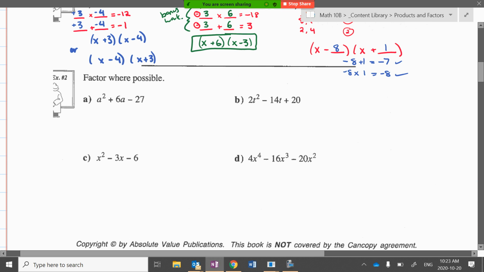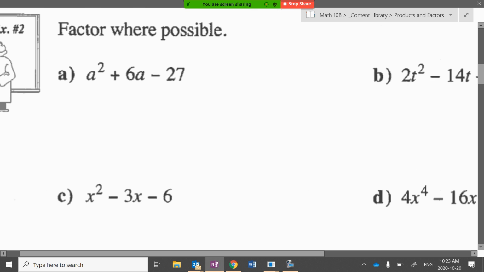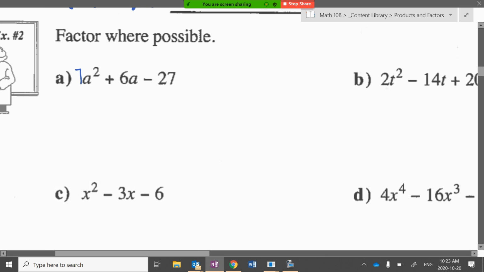Okay, so let's go here. On our first example, our A term, right here is like the number 1. So that means there's no GCF here. Can't factor it out. Great, moving on. So now I need two numbers that multiply to 27 and add to 6. 27 has a few factors.